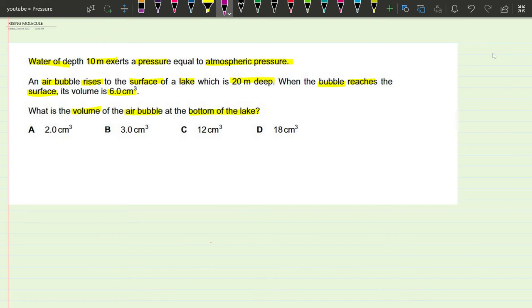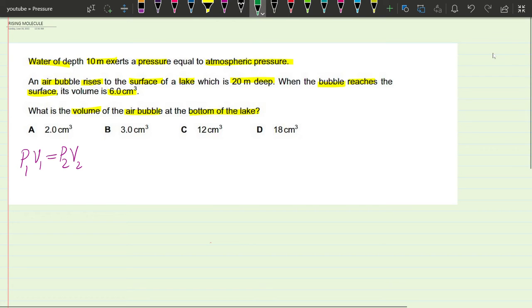Now we know P1 V1 is equal to P2 V2. We don't have some things. We only have the volume at the end, which is 6 centimeter cube. We know that the pressure at the surface will be 1 atm. We have to find V1, and the pressure is not yet found, but we can draw a diagram to help us understand what is really happening.